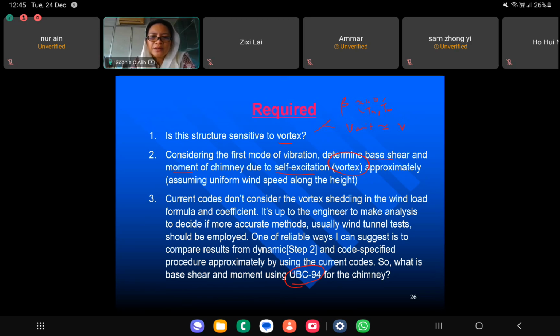And then for this number 3, for the pressure, you can check with the equation P equals C_E times C_Q times Q_S times I_W. And when you get the pressure, you can change it into the force, and then you can check how much is the base shear and how much is the moment, and you can also compare with this one. So basically, in general, that is the whole procedure.